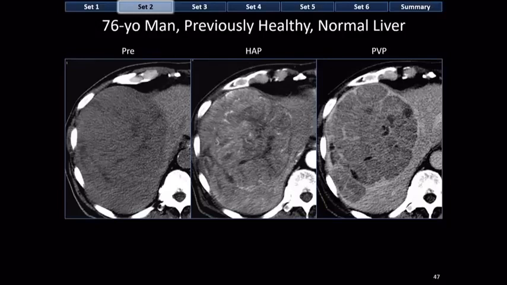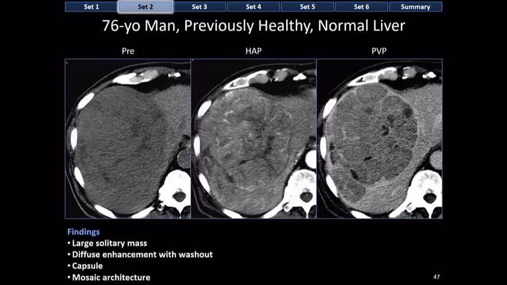If you look at the image on the right, the portal venous phase, you now see some internal fibrous septa. You see an outer capsule. You see that some of these nodules that you saw in the arterial phase are now washing out, but some of the nodules are not. And there's a random distribution of these various compartments, various internal vessels, various fibrous septa, various nodules, et cetera. So the randomization tells us that this is Mosaic.